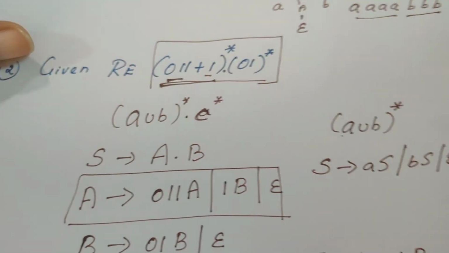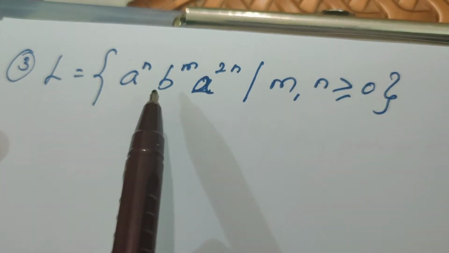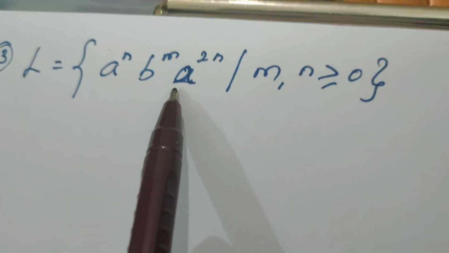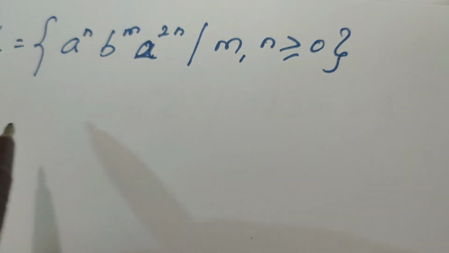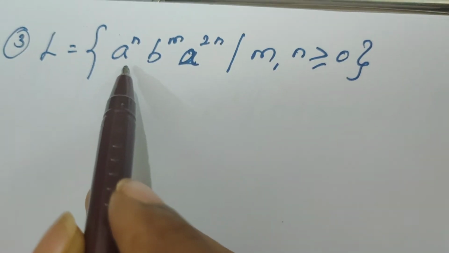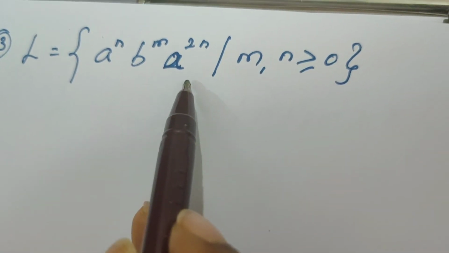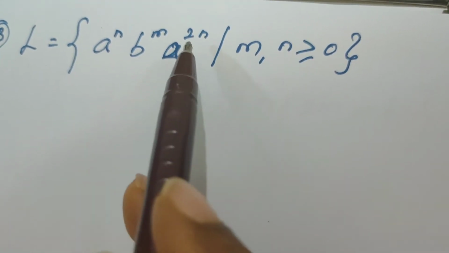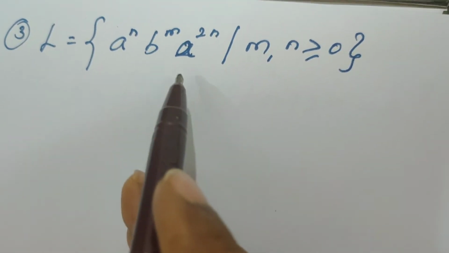Okay, now let us move on to the third example. The given language is a power n, b power m, a power 2n, such that m and n are greater than or equal to 0. So what is the pattern? Initially n number of a's, followed by m number of b's. And once again, a sequence of a's, but it is twice the count of the first a's. So we have to generate this pattern.